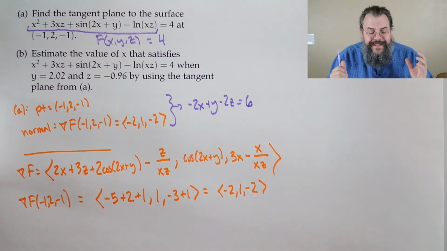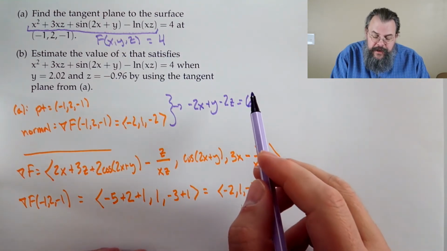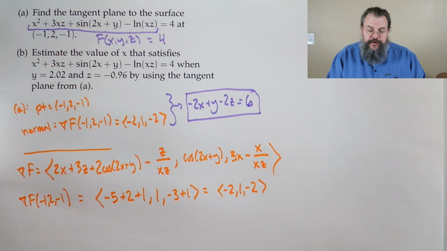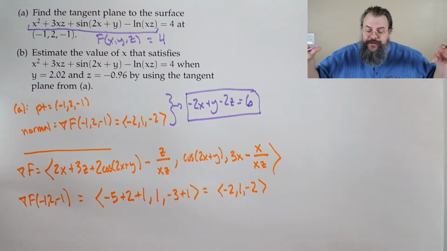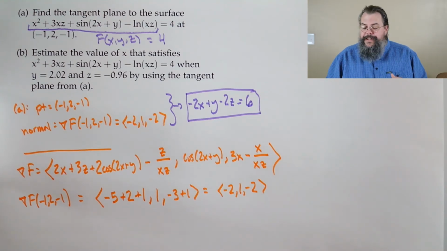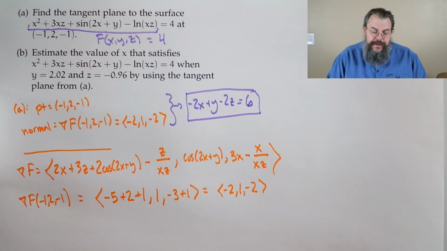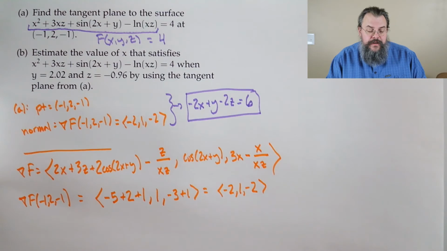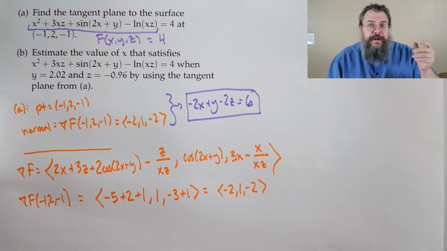Now there's this question. Part B. Okay, so we'll accept this for part A. Part B. Estimate the value of x that satisfies this relationship when y is 2.02 and z is negative 0.96. Now, you might think, okay, where to begin? Well, it's part B of a problem. And there's a nice philosophy. If you have a problem with multiple parts, part B is oftentimes related to part A. True story. Okay, so part B, we think about what happened in part A.